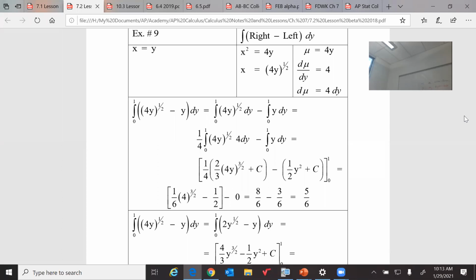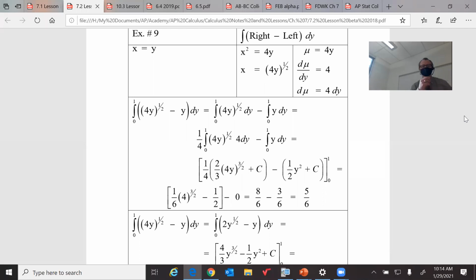So when you anti-differentiate this, you're going to need to do substitution. So you would have this. Right take away left from 0 to 1. The integral of a sum is the sum of the integrals. So I can write this as two separate integrals because I only need the substitution on the left one. So to anti-differentiate this mu to the 1/2, I need 4 dy, so I put the 1/4 out front. Okay? And then here's the work that takes you to 5/6, and the limits are 0 to 1.